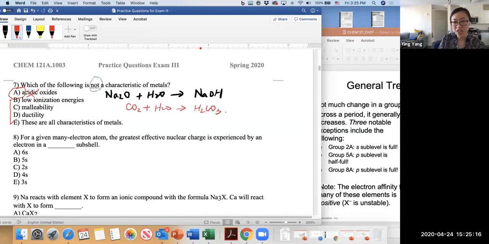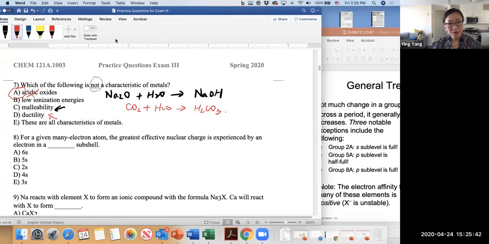Malleability, definitely sure. Ductility, yes. And when you think of non-metals in comparison, you're thinking of sulfur powders and oxygen gas, and they don't have any of these material properties, right? Okay, so that's question number 7.